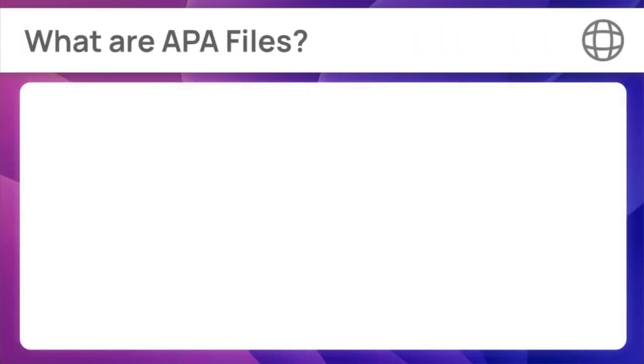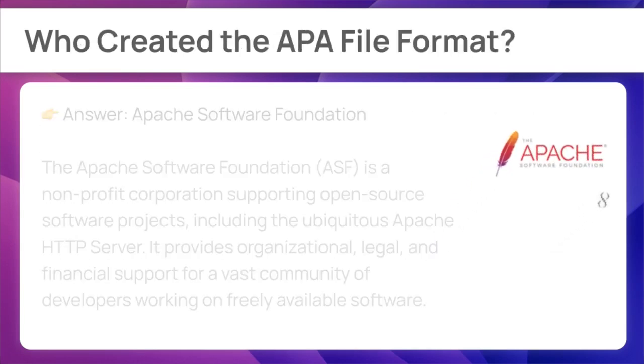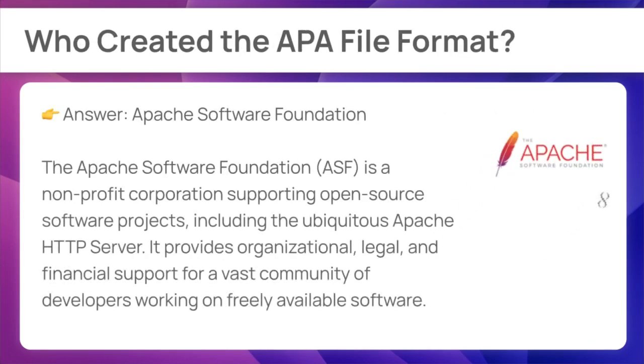An APA file is a project script used by Apache Ant, a popular Java-based build tool. Developers encounter this file when compiling, testing, and deploying Java applications. Their search intent is typically to understand or modify the build process, such as changing dependencies, tasks, or build targets.